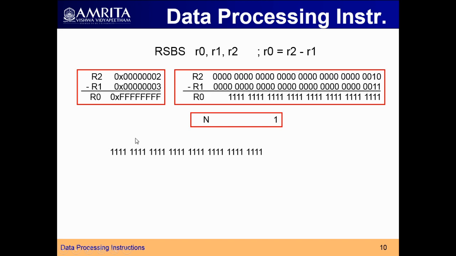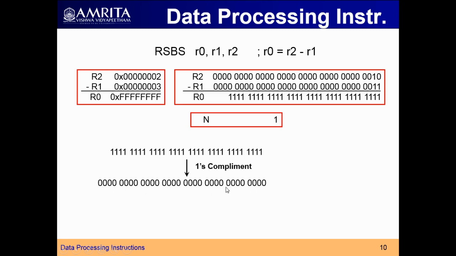All FFF means in binary it is like this, right? How will you take the 2's complement of this 2's complement? How will you take a 2's complement? Find the 1's complement first. The 1's complement of this number: replace all these ones with 0. That is known as the 1's complement. When you interchange 1's with 0's, you get the 1's complement.